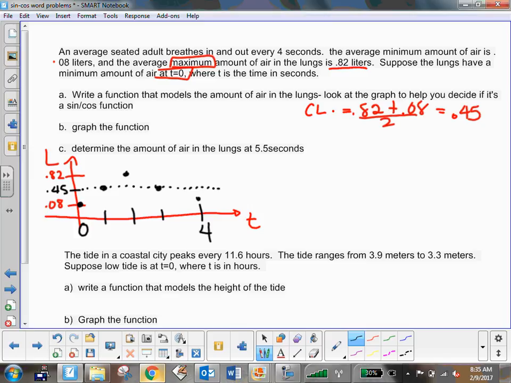Megan, this is why it's a full period, because you're going in, hitting that average amount, getting your maximum amount, breathing out, hitting that average amount in your lungs, and then losing all of it. Okay? And that's a cycle. Does that make sense? Okay. So now we need to figure out to write our equation. What does this look like? Does this look like a sine or a cosine curve?